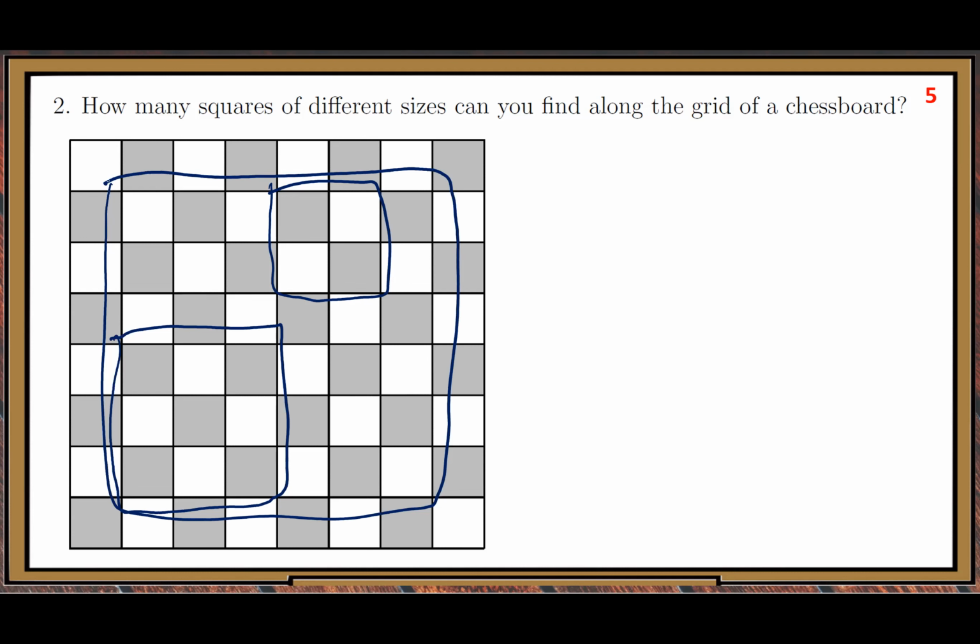Here we need to do the counting. Count all possible squares you can find in this chessboard, along the grid, right? So think about what method or what property you need to use here, okay?